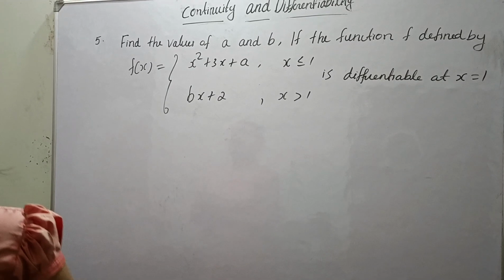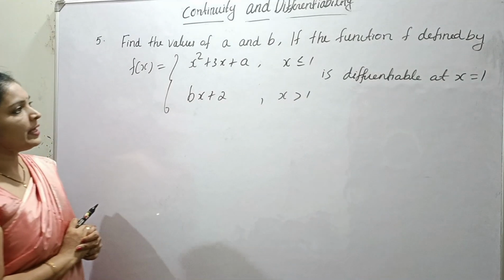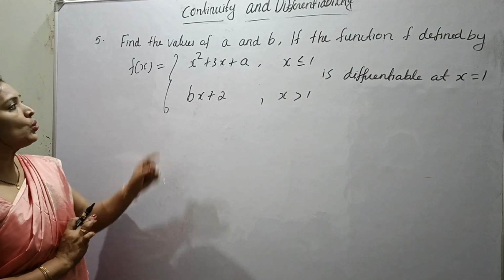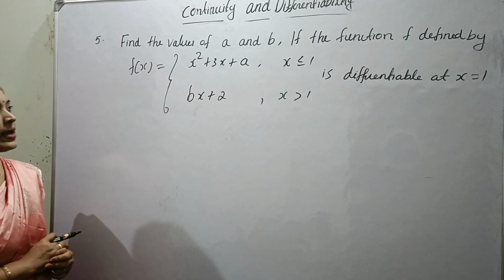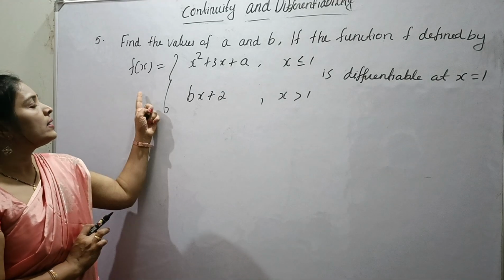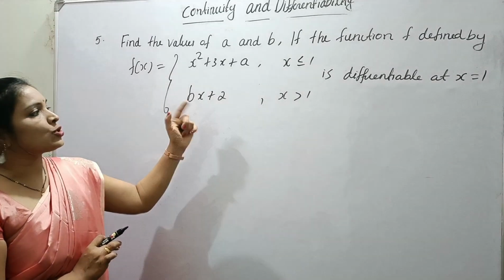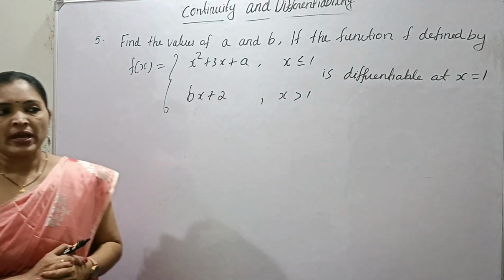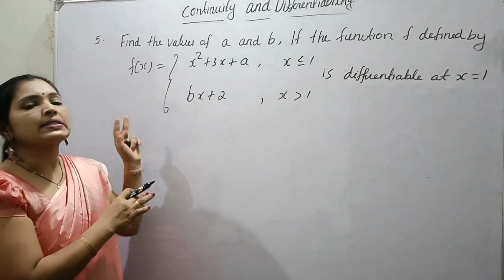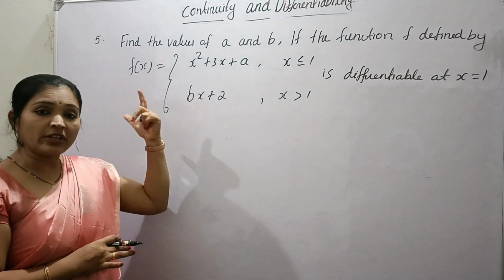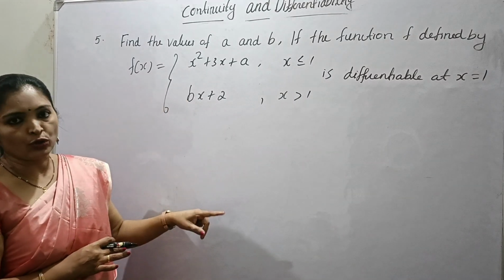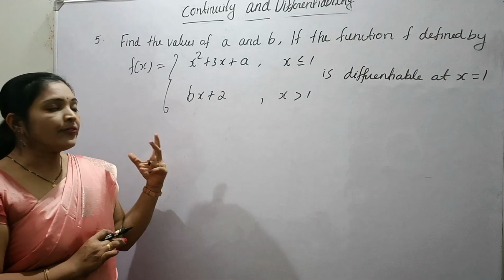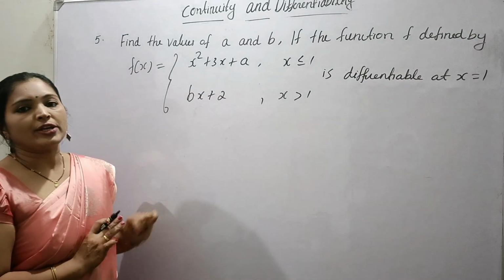Next question is, find the values of a and b if the function f defined by f of x is equal to x square plus 3x plus a if x is less than or equal to 1, and f of x is equal to bx plus 2 if x is greater than 1, is differentiable at x is equal to 1. It is given that the function is differentiable at x is equal to 1. If this function is differentiable at x is equal to 1, then what are the values of a and b? So here we have to find the values of a and b.